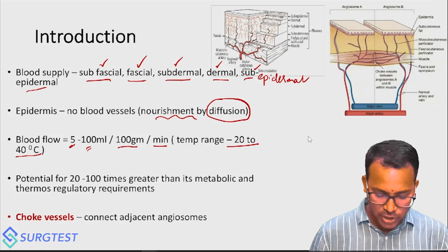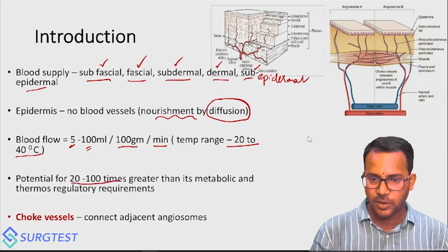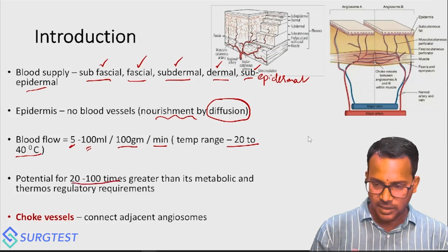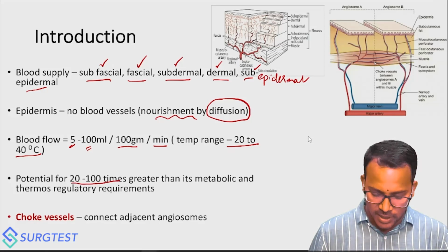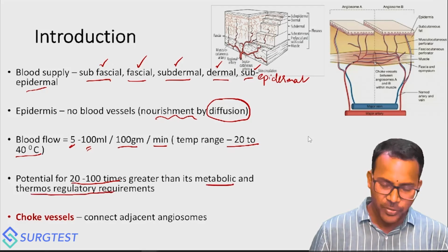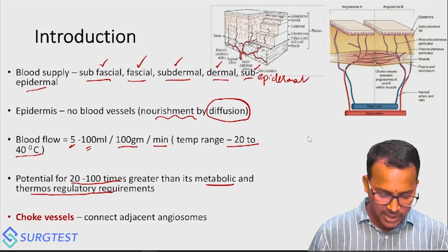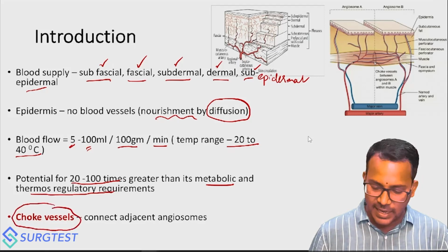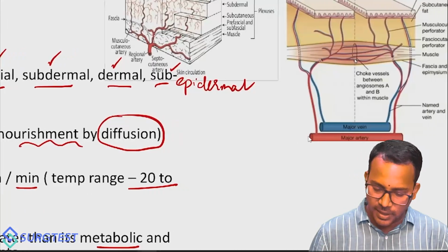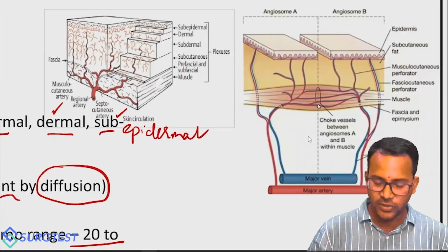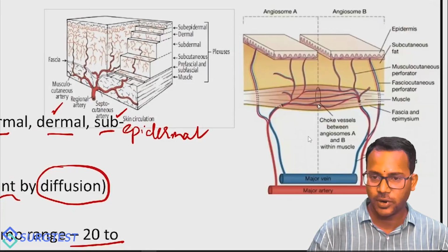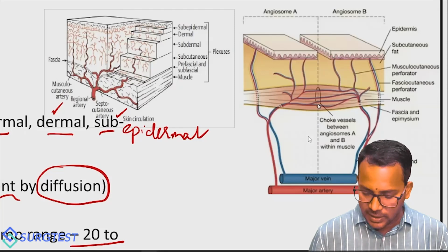So the potential of this 20 to 100 times between the lowest and the highest range of blood supply that is met into the skin is mainly to meet the metabolic and thermoregulatory requirements of the skin. Okay, another important point that you have to remember is regarding your choke vessels. As I've shown here, you see the choke vessels can be present in various strata of these plexuses that I have already mentioned, but most commonly these choke vessels, they are within the muscle.